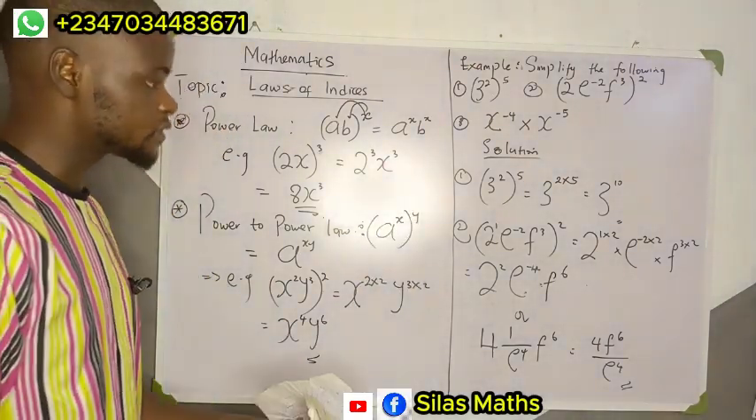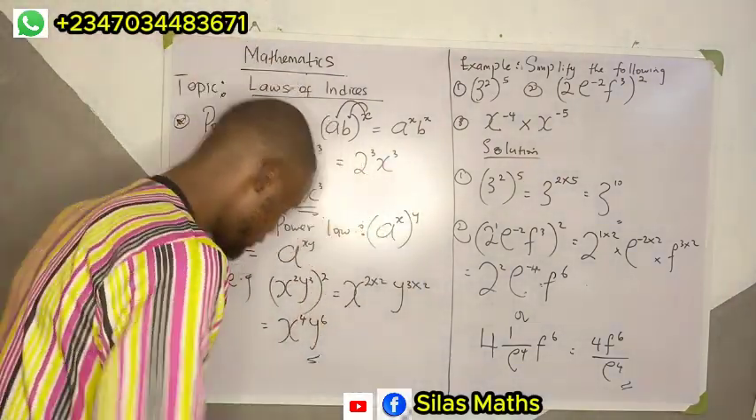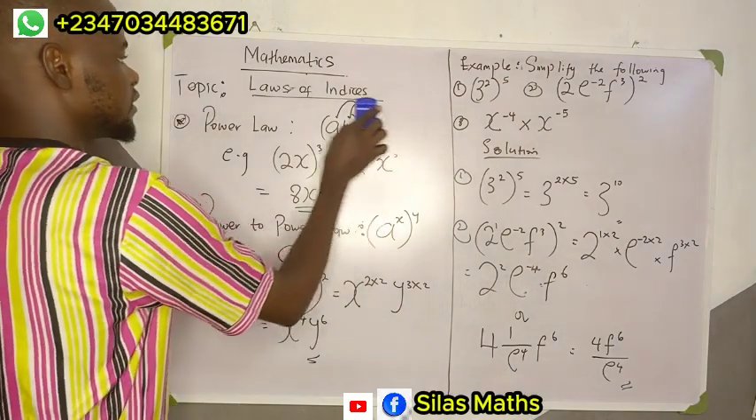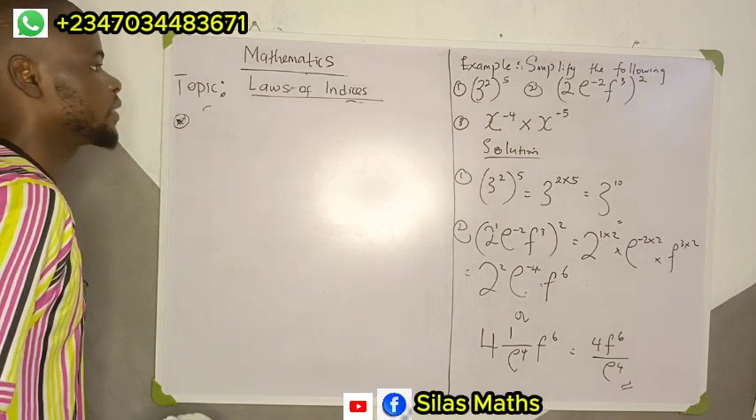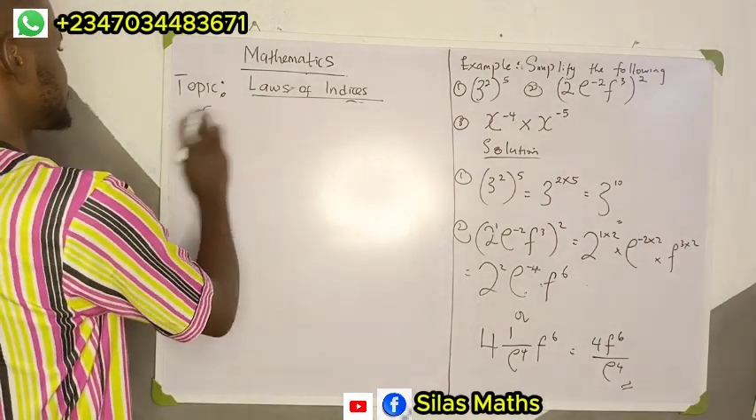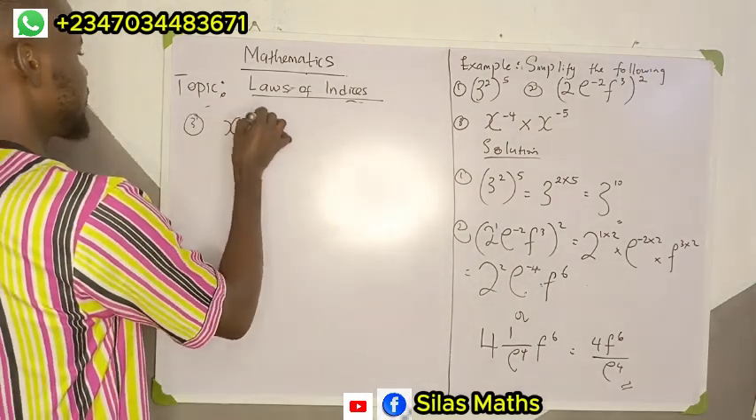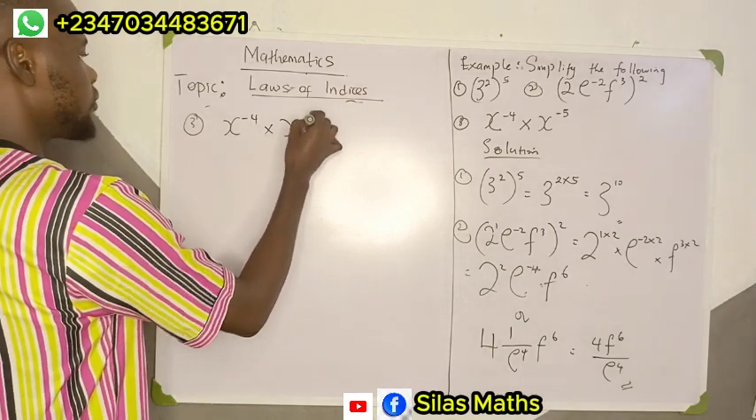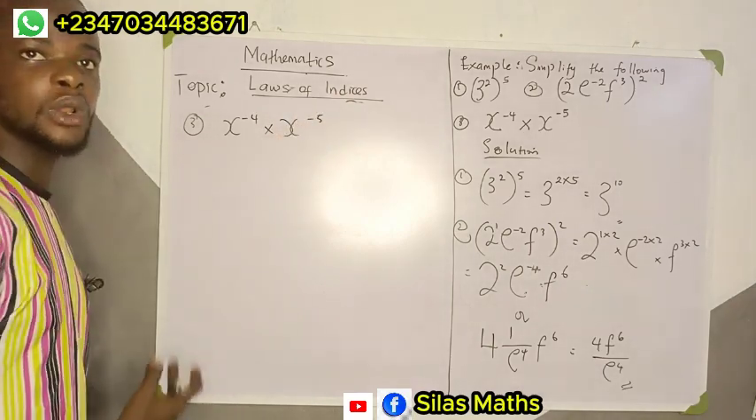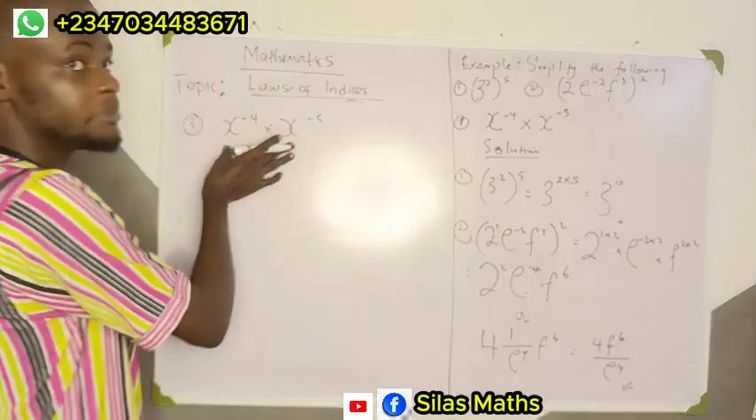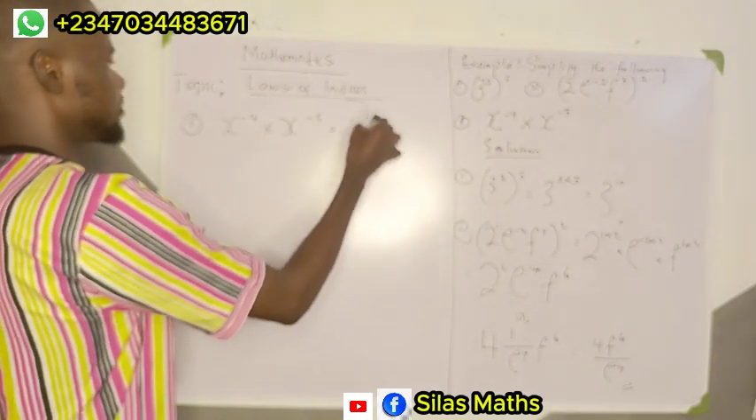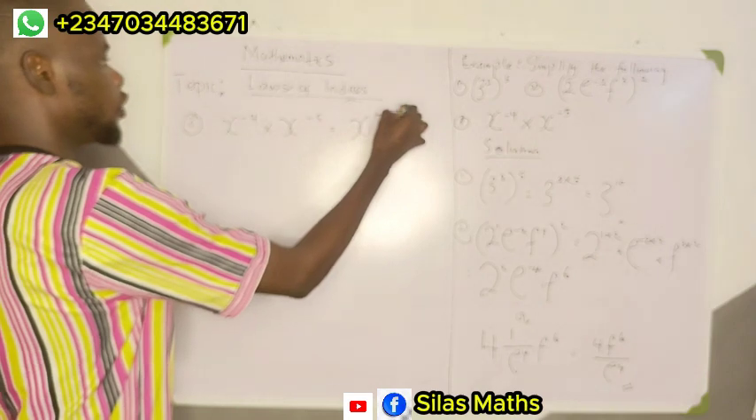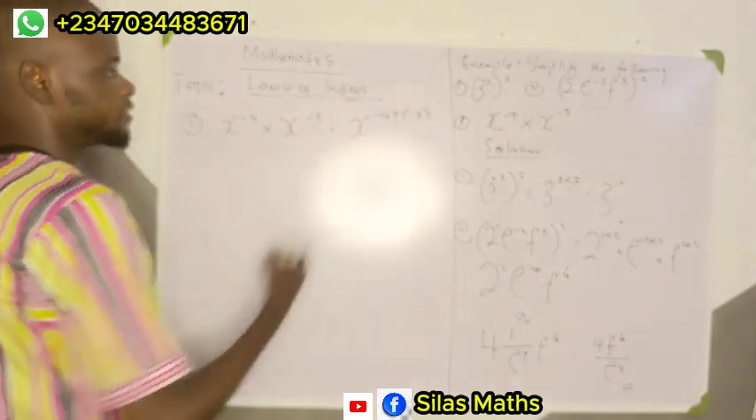Now quickly, let's go over to the last one. Okay, let's go back to the last one. So for the last one over there, we have the problem, which is x to the power of negative 4 times x to the power of negative 5. Now applying the law of multiplication, they have the same base, so we add their powers. So in doing that, I'm going to have x to the power of negative 4 plus negative 5, right?